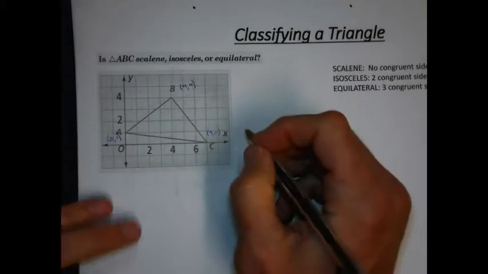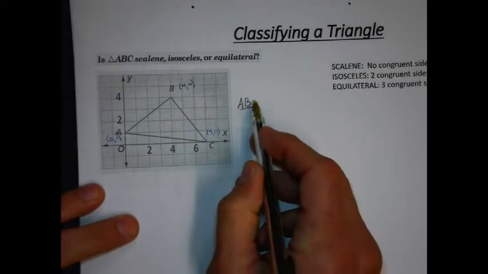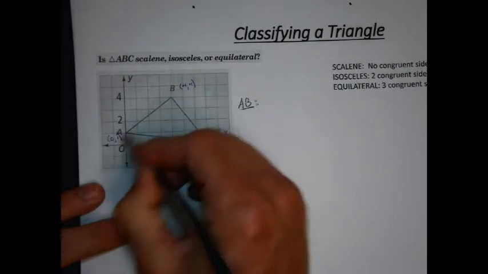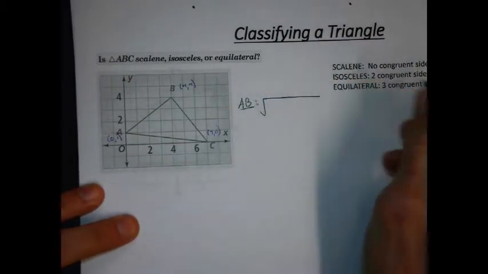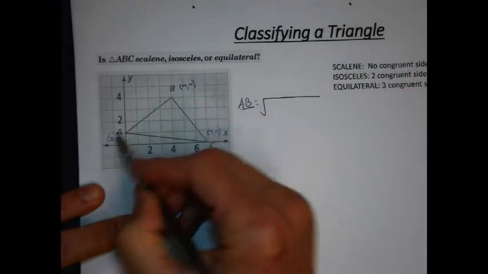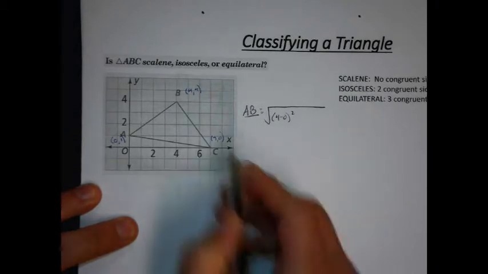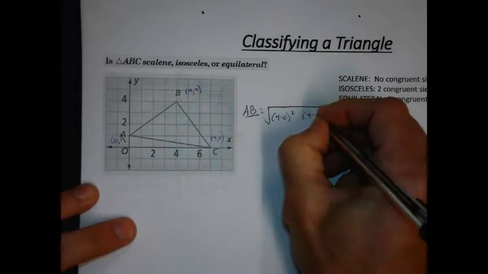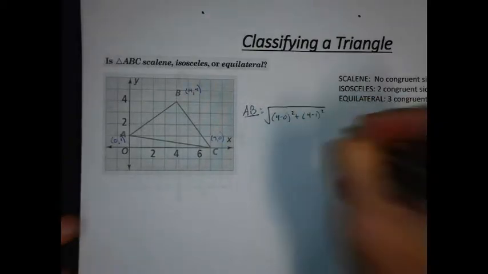So if I talk about measuring from A to B first, how am I going to measure from A to B? Well, I'm going to use the distance formula. I'm going to square root some stuff. I'm going to subtract my x's, 4 minus 0, and I'm going to square that. I'm going to subtract my y's, 4 minus 1, and I'm going to square that. And I'm going to add them. Okay, so that's how we use the distance formula.